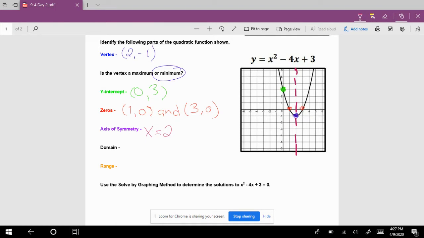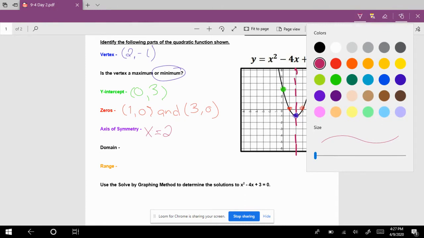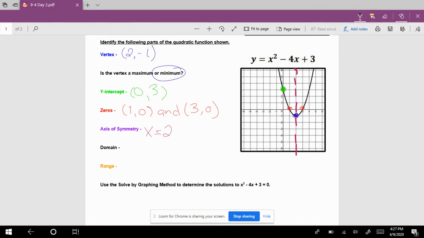Okay, domain. If you've been listening to Monday's video, the domain of all parabolas is going to be all real numbers. Because as I'm going left, so draw an extra line, I'm not only going up, I'm also going left. And on this right-hand side of the parabola, even though I'm still going up, I'm also going to the right, little by little by little.